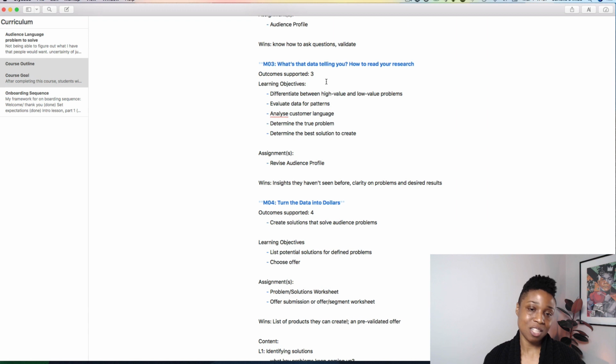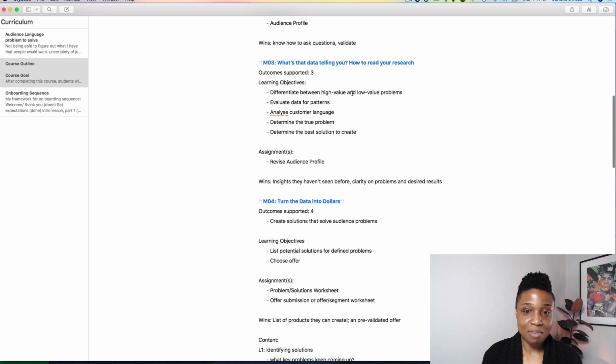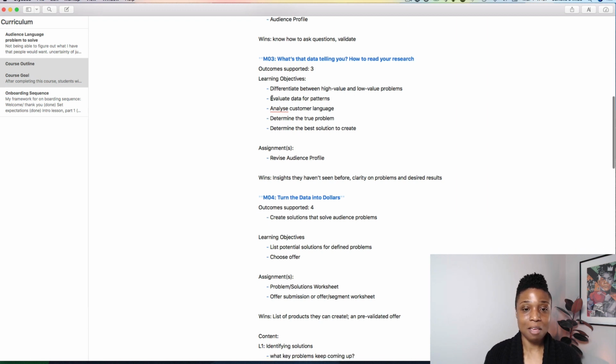This is basically what's called backward design. They need to differentiate between what I call high value and low value problems, evaluate the data for patterns. So basically what I'm teaching them is how to look for problems. And also, you remember when I showed you the survey results and how I identify patterns? Well, I need to teach my learners how to do that. So that's what this one is all about, how to identify those patterns.